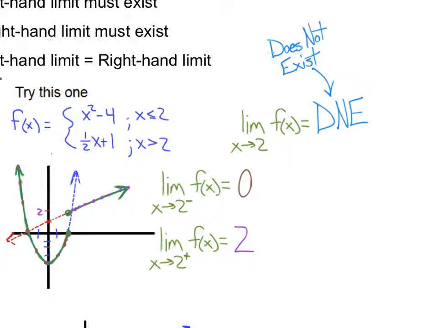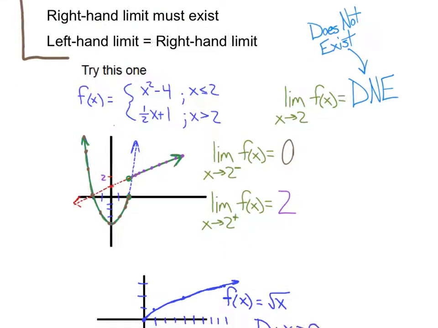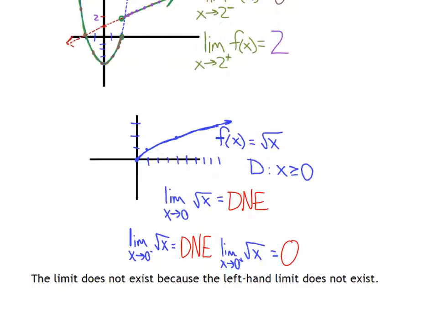So that's one example where it doesn't exist. And that's where the left and right hand limits do not exist. Here, I actually have it already worked out, but let's look at how this works. Here we have our square root parent function, f of x is the square root of x, and you guys know that the domain of that parent function is that x has to be greater than or equal to 0.